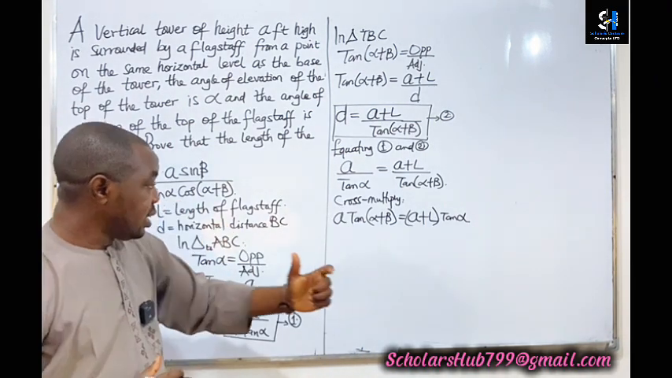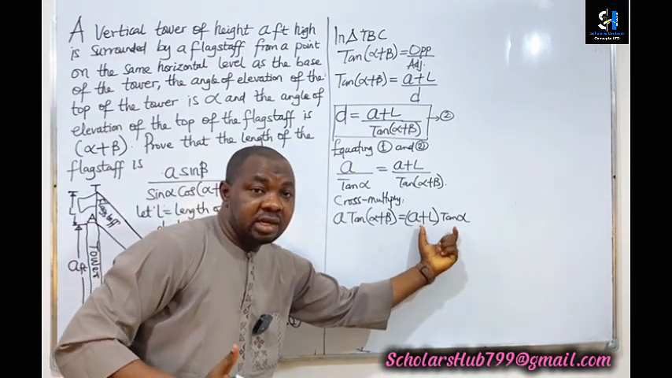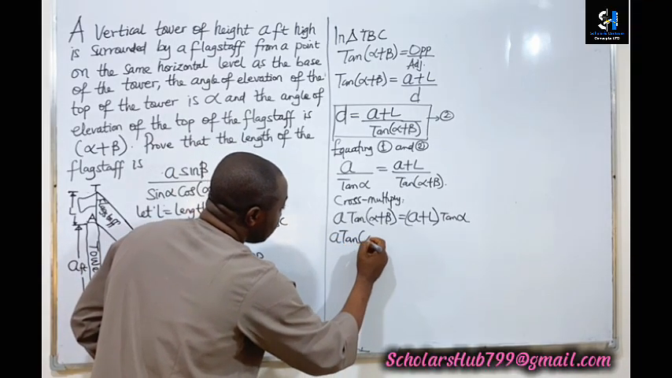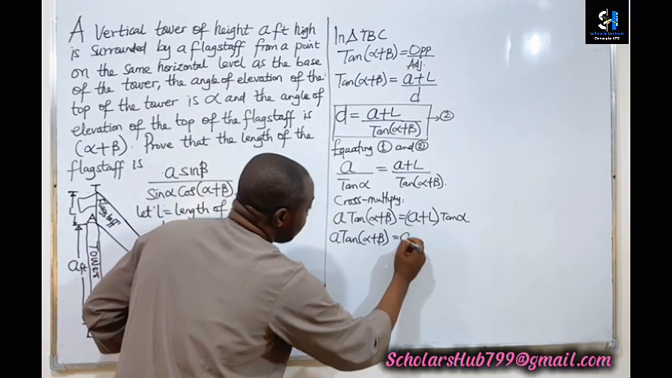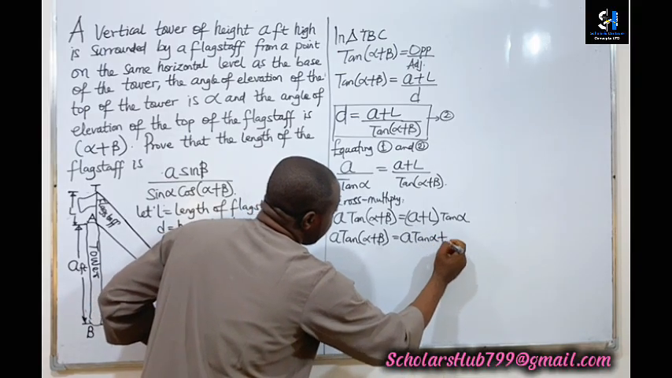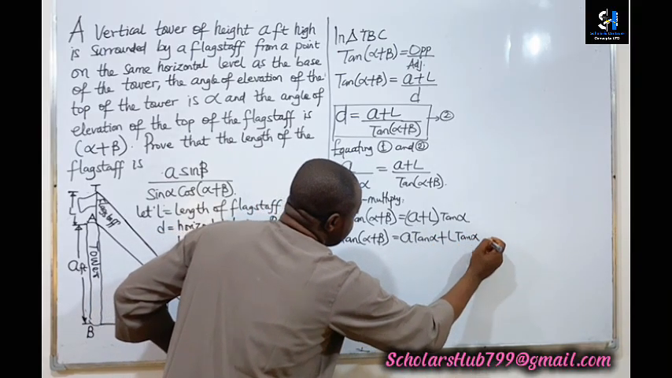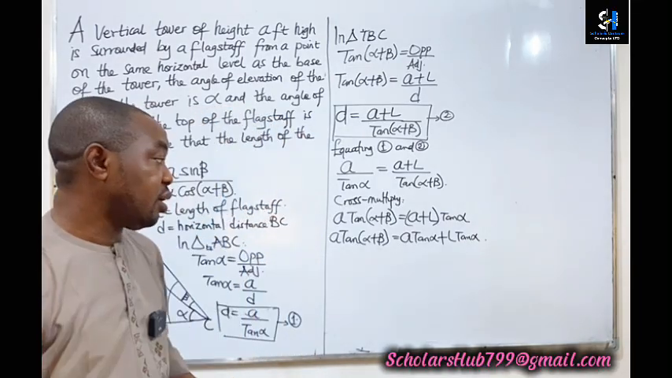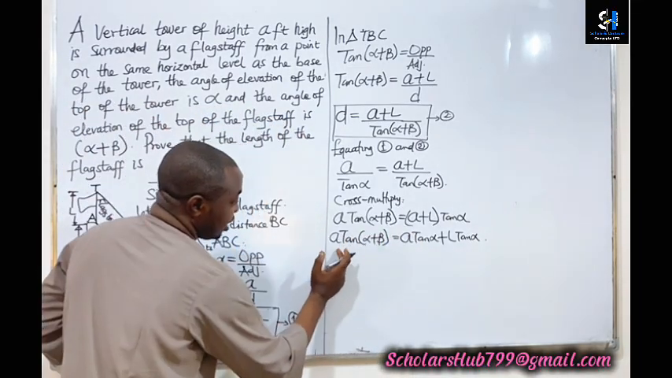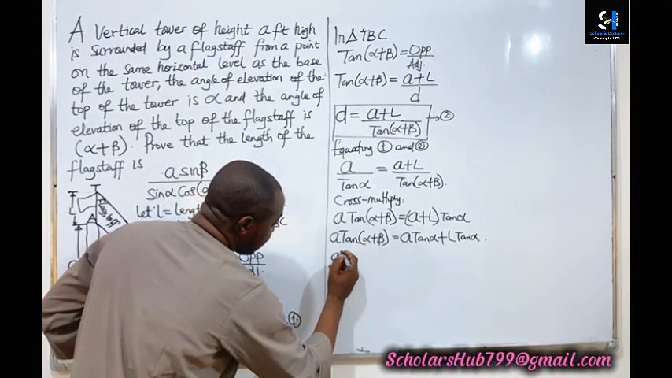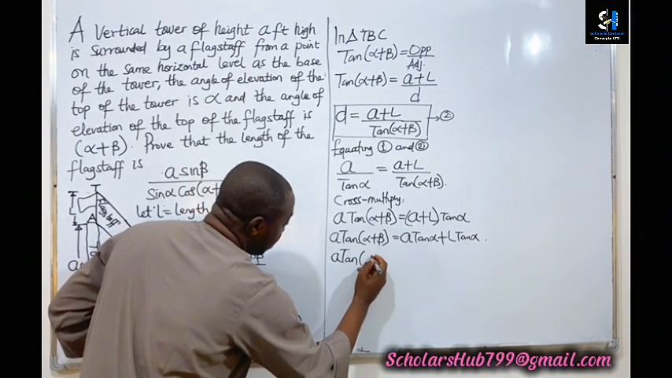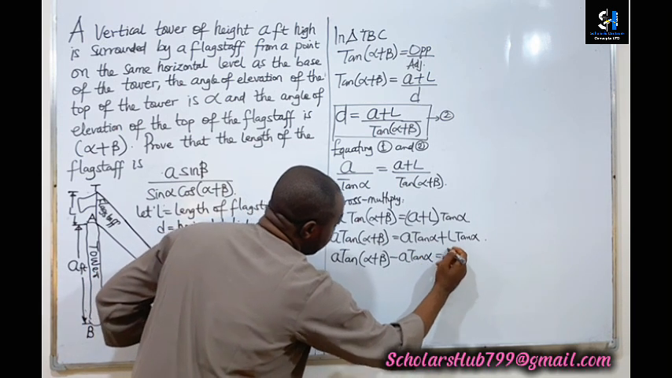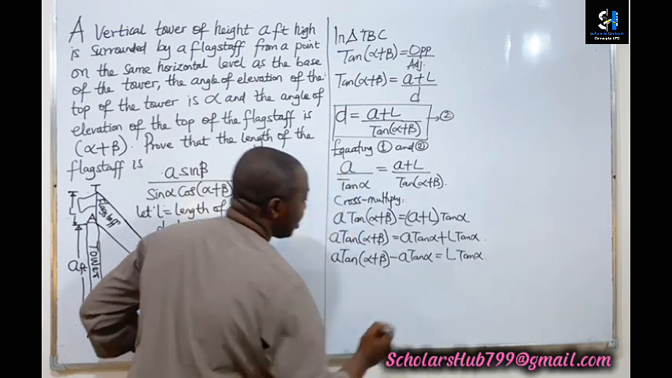Now, on the right hand side, I'm going to distribute tan alpha so that this will be A tan alpha plus beta equals A tan alpha plus L tan alpha. Remember, our goal is to make L the subject of the formula. So I'm going to move this to the left hand side so that we have A tan alpha plus beta minus A tan alpha equals L tan alpha.